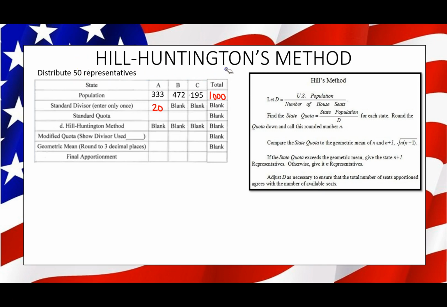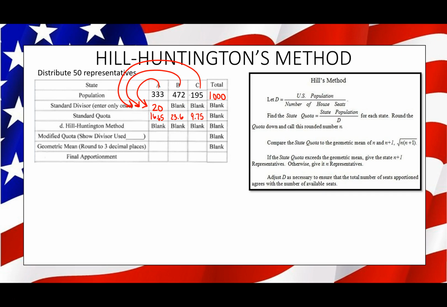And then our standard quota is going to be what we normally do, 333 divided by 20, 472 divided by 20, and 195 divided by 20. So that's a 16.65, a 23.6, and a 9.75.